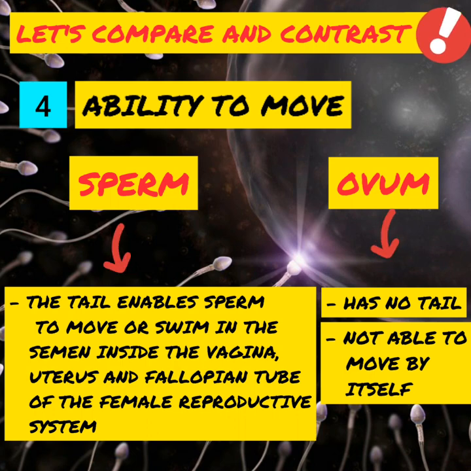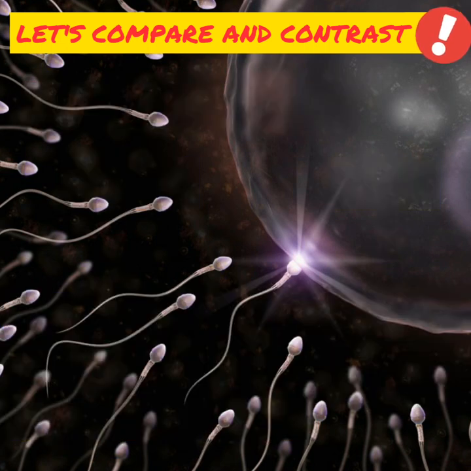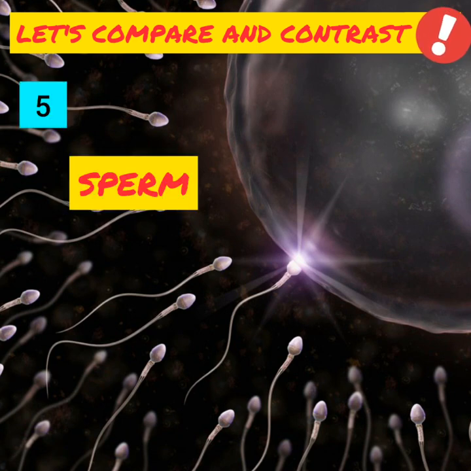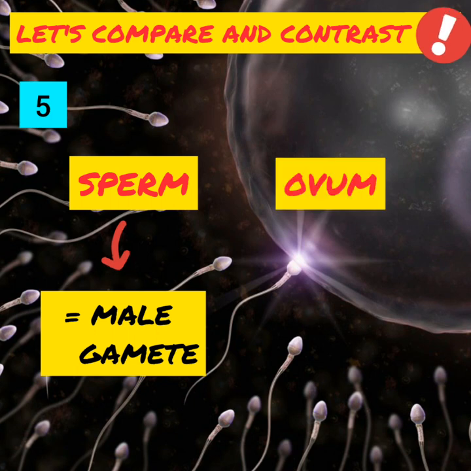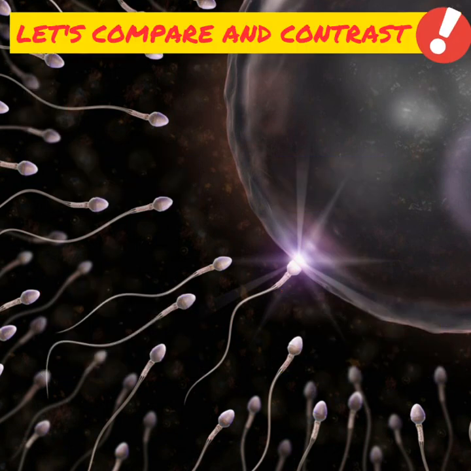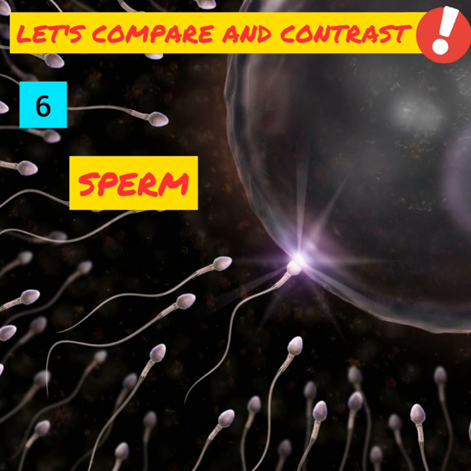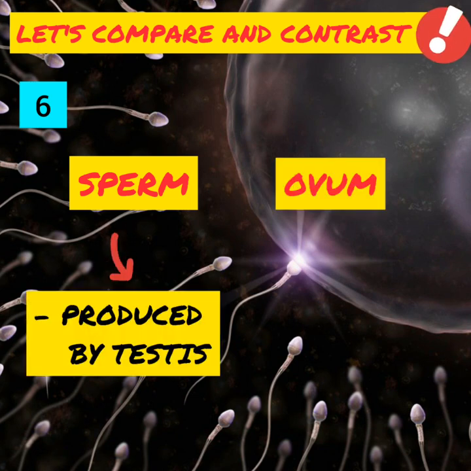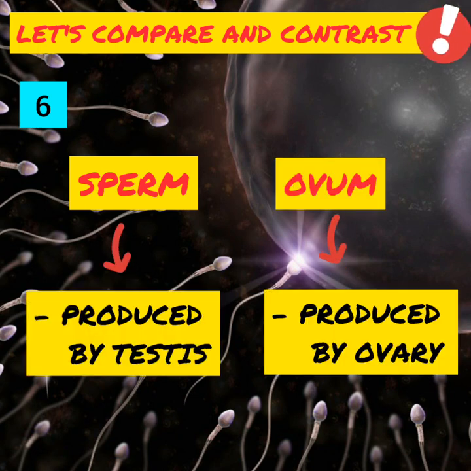And the other two comparisons are based on our prior knowledge. Number 5, sperm is also known as male gamete. Meanwhile, ovum is also known as female gamete. And where are these two being produced? Let's proceed to number 6. Sperm is produced by testes. Meanwhile, ovum is produced by ovary.